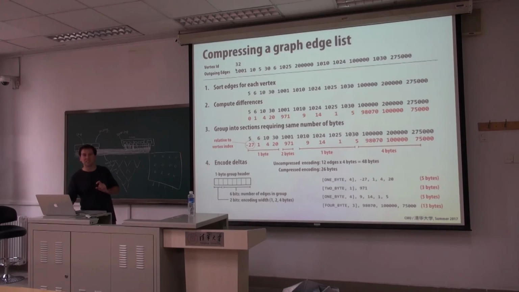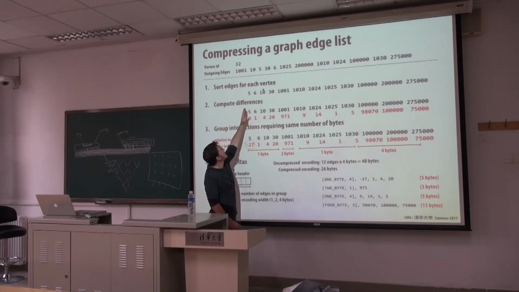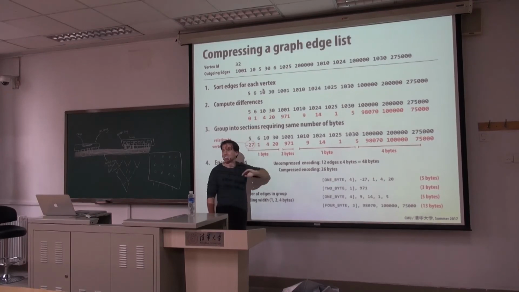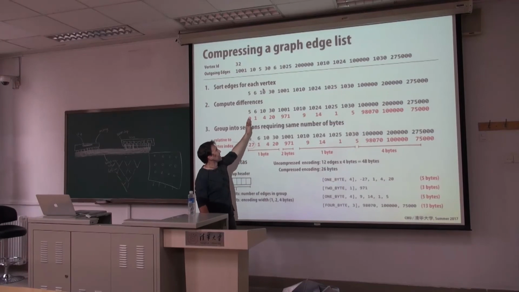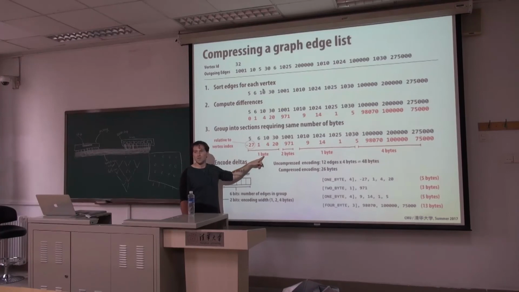So vertex ID 32 has all of these edges. Ligra will do exactly what we just talked about on your edge lists. It sorts the edges by index, which means that the difference between consecutive edge numbers is small. And since the difference between consecutive edge numbers is small, usually they can be represented in 1 byte or 2 bytes rather than 4 bytes. And so the graph is stored in this compressed form.